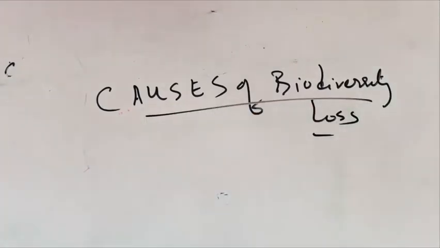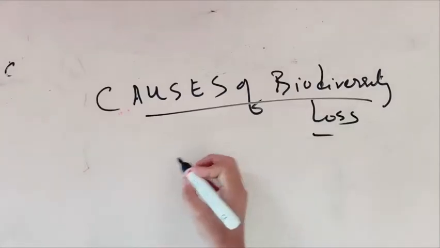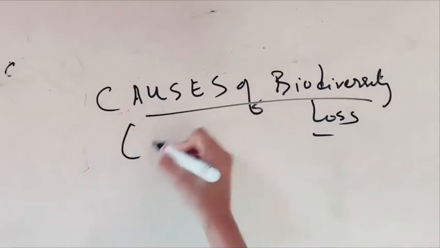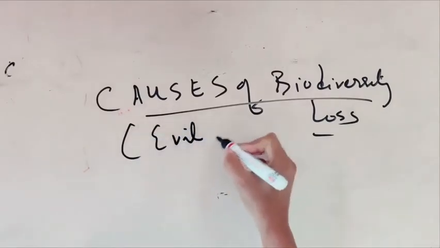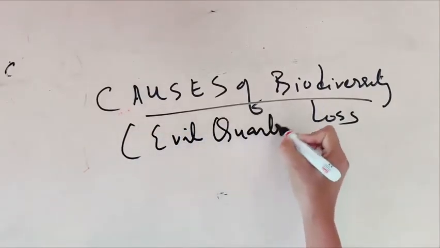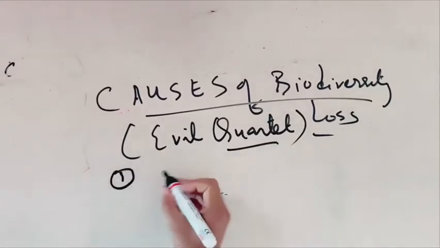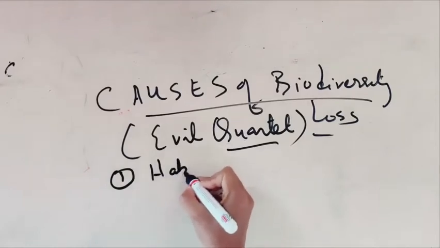What do you think are the causes of biodiversity loss, the things that we do to our animals and plants? You know that evil thing that we do so that they become extinct, or they become so threatened and vulnerable, that is why we call it the evil quartet. There will be four. Number one, habitat loss.